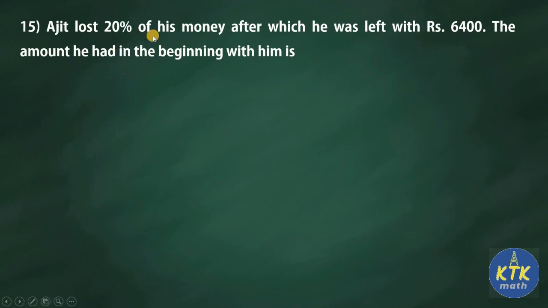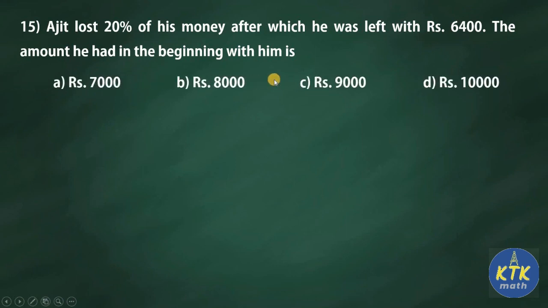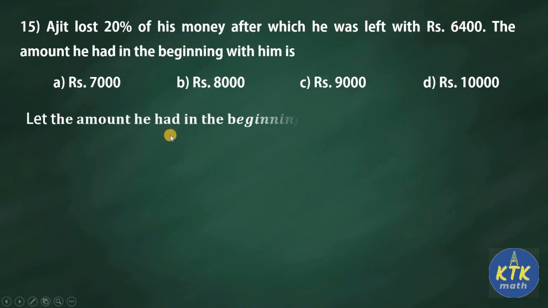Ajit lost 20% of his money, after which he was left with rupees 6400. The amount he had in the beginning is, your options, 7,000, 8,000, 9,000, 10,000. So try to understand the question first. He had some total amount in the beginning, and he lost 20% of it. After losing that 20%, he was left with 6,400. So how are we going to find it? As usual, you are going to assume the total amount as X. That is the amount he had in the beginning.